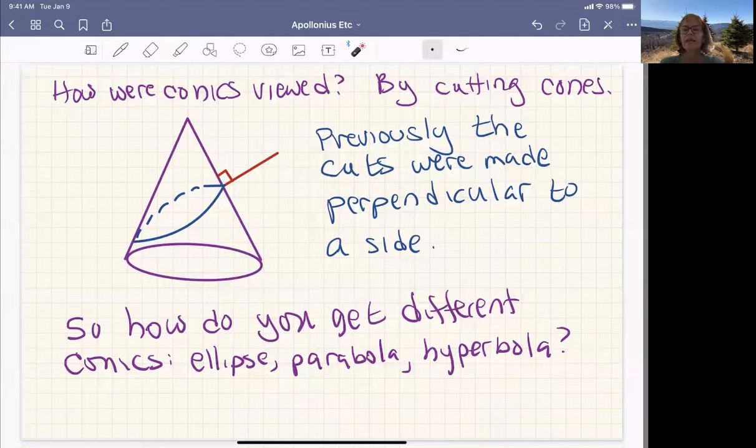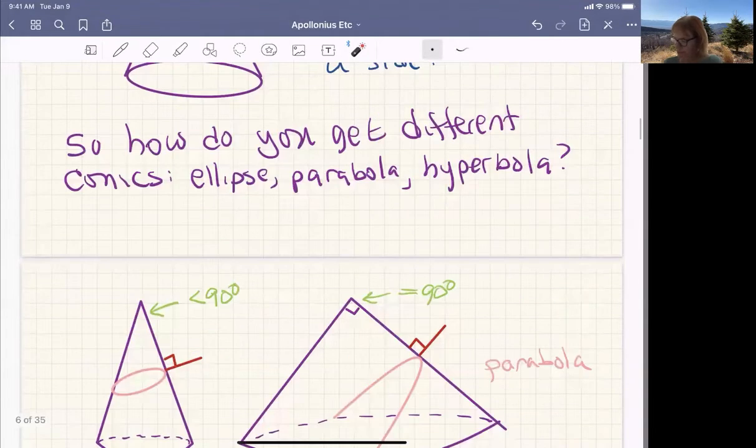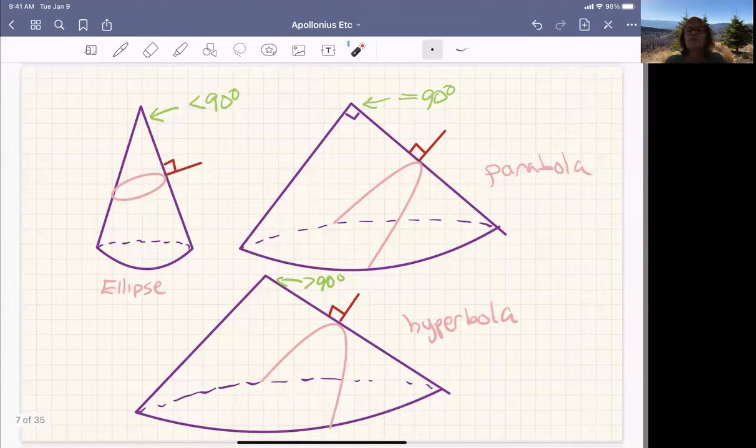So let's see what they did before Apollonius, and then we're going to see how that changed with Apollonius. So if you make a cone where the angle at the top is less than 90 degrees, and then you make a cut that's perpendicular to the side, that's going to give you an ellipse.